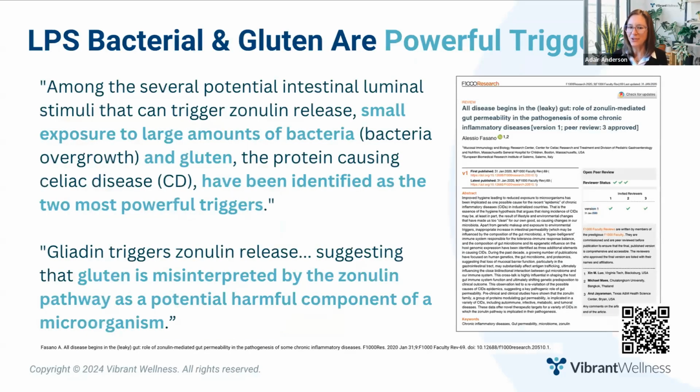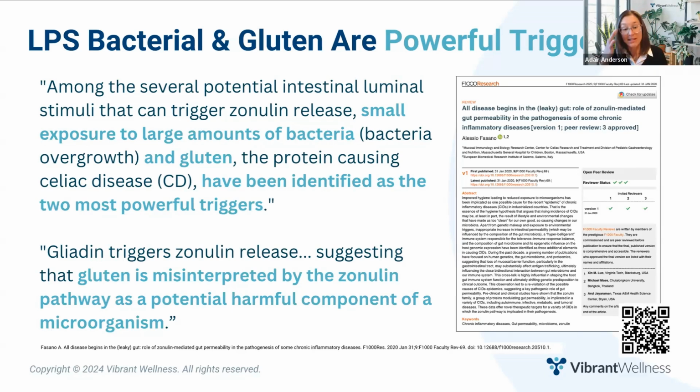So, what is the biggest trigger of zonulin release? This 2020 review article affirms the most powerful triggers are LPS bacteria and gluten. Quote, "Among all the intestinal luminal stimuli that can trigger zonulin release, including food reactions, dysbiosis, alcohol, and a high-fat meal, small exposure to large amounts of bacteria, i.e. bacterial overgrowth, and gluten, a protein causing celiac disease, has been identified as the two most powerful triggers."